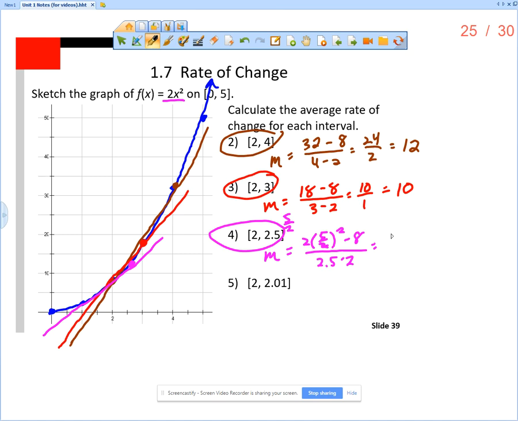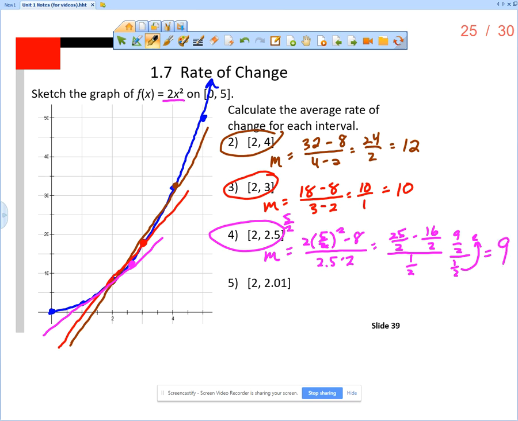So 25 fourths times 2 is 25 halves, minus 8. Well, 8 would be 16 halves, over 2.5 minus 2. That's 1 half. All right, 25 halves minus 16 halves. 25 minus 16 is 9. So we have 9 halves divided by 1 half. Well, 9 halves divided by 1 half, that would be like multiplying by 2. So this slope equals 9.